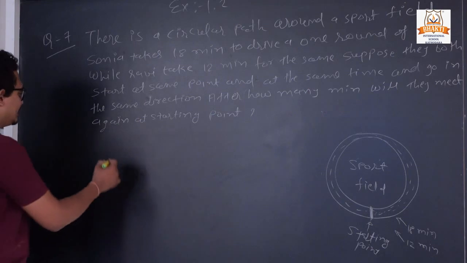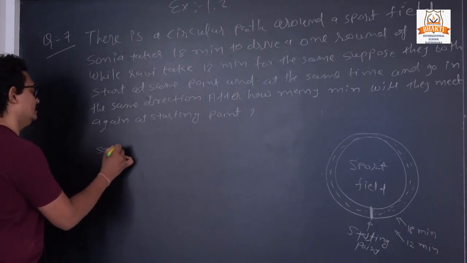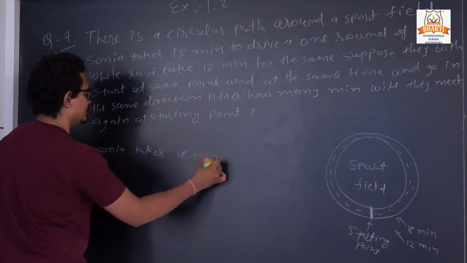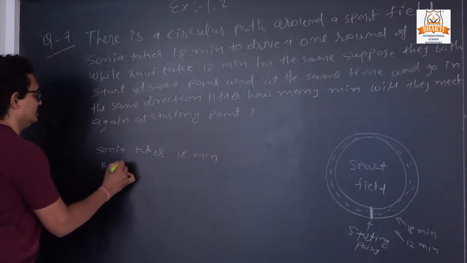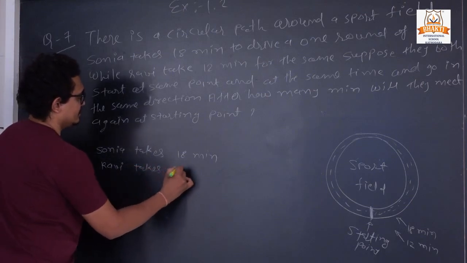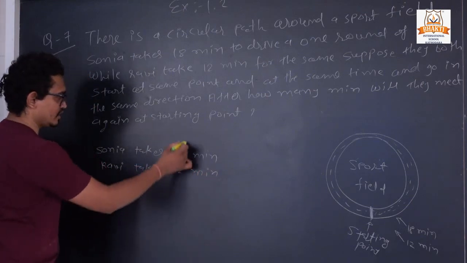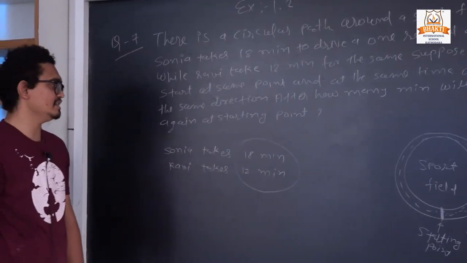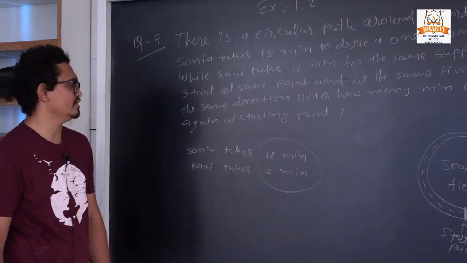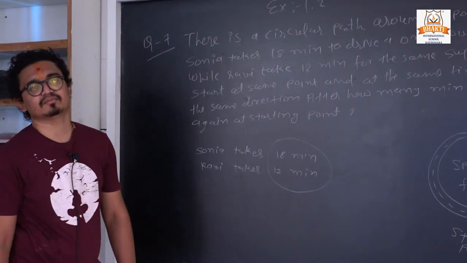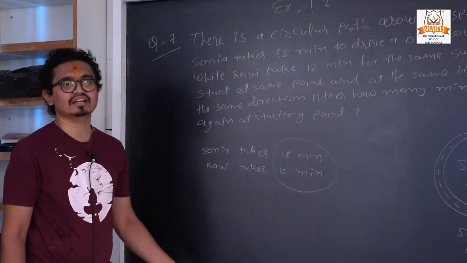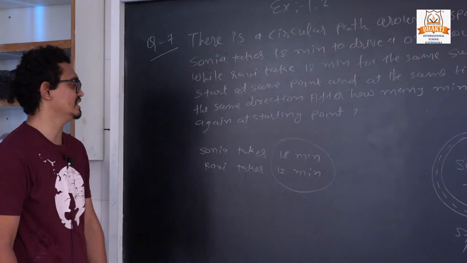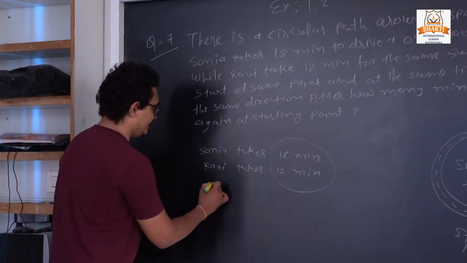So we can take it like this: Sonia takes 18 minutes and Ravi takes 12 minutes. Here it is just a time difference, and they are asking how many minutes until they meet again at the same starting point. For that we will find the LCM. If we find the LCM, we can clearly say after how many minutes they will meet again at the same starting point.